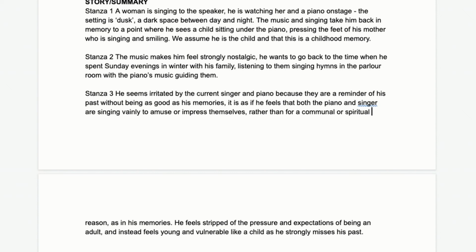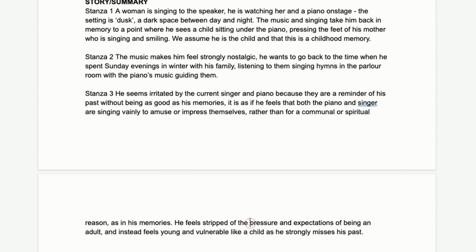So he feels that both the piano and singer are kind of vain and they're trying to amuse or impress themselves or make money or to show how great they are, rather than because it's spiritual and because it's family and it's got this communal feeling to it, like they're all one and they're all taking part in this event. So even though it's the same image, someone playing the piano, someone singing, people sitting around and listening, it's a very different feeling to it, and the feeling upsets him, the fact that it's not the same.